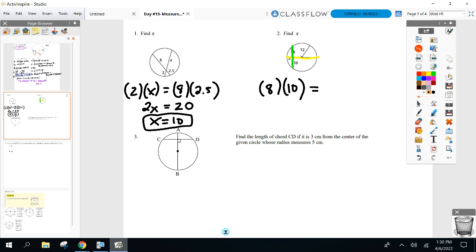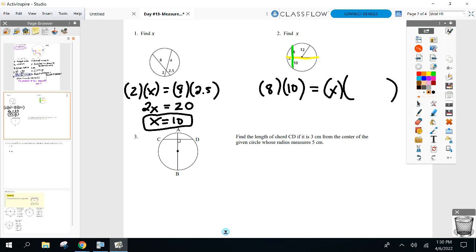What's one segment that's already labeled on that yellow chord? Remember, I cut it up into two segments, like I have 8 and 10. For the yellow chord up here, my diameter, I have what? X. That's the one I'm given. Now, this is why it's an honors level problem. How do I represent the other part of the chord?